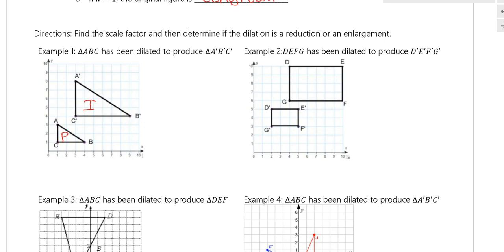Right. So again, the one with A, B, C, to A prime, B prime, C prime. Your first one's your pre-image, your second one's your image. The scale factor equals I over P. Okay? So I'm going to choose one side of I and divide it by one side of P.